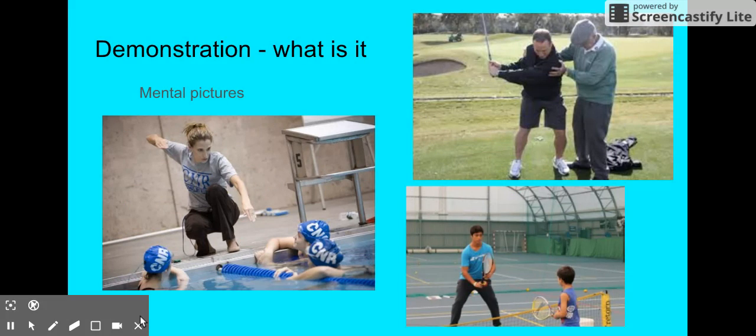Demonstration, what is it? Demonstrations are known as the mental pictures given by coaches. They give performers a preview of what they are about to do. They give visual learners a visual action to aid performance. Demonstrations are mostly done as a combination of both actions and verbal instructions.